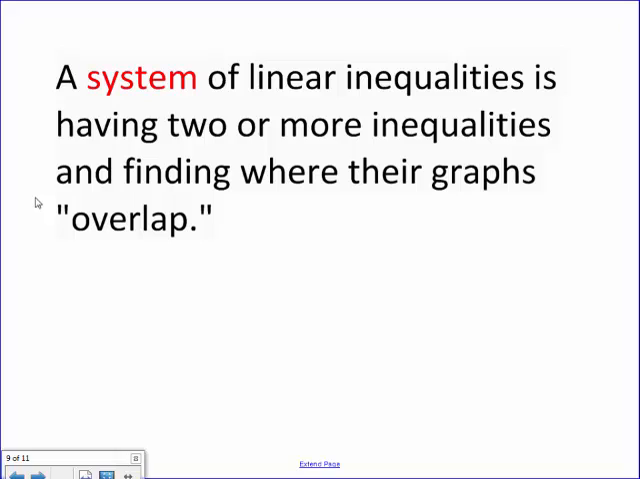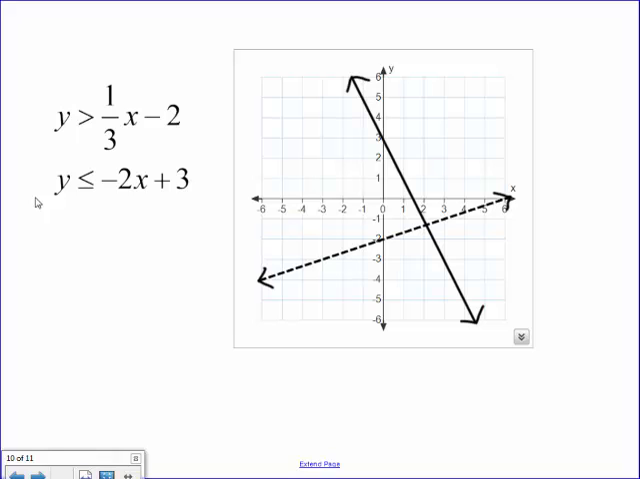So when we do a system, all we do is we graph them both, and then we find where they overlap. Okay, where like the shades intersect each other. So for example, like this. So I deal with one at a time. So this first one, I go graph it, y-intercept of -2, slope of 1/3, so up 1, right 3, or I could go down 1, left 3.